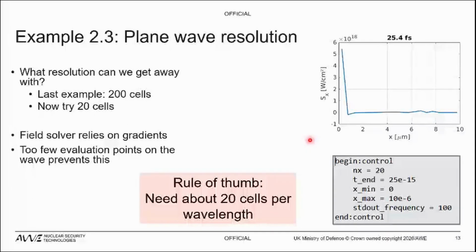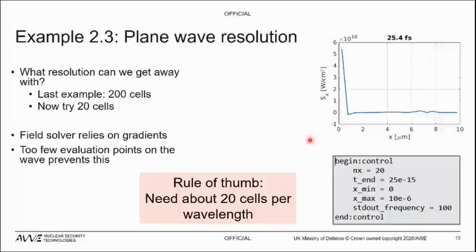How much resolution do we need in order to plot this? Remember, what we're doing here is plotting a sinusoidal wave. If we don't have enough cells to actually show that sinusoidal shape, our field solver is not going to be able to propagate it correctly. So you need a good few cells per wavelength in order to do this.